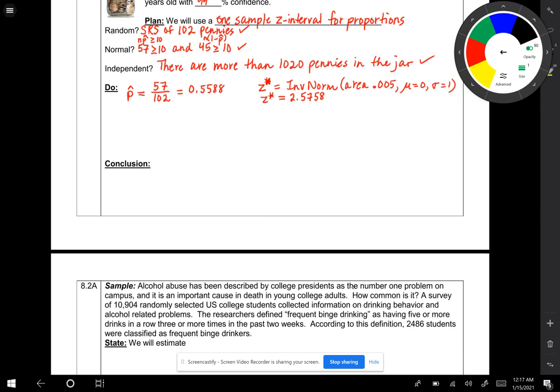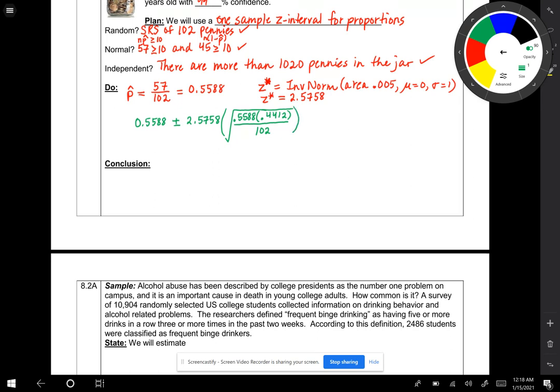So our confidence interval is our P hat plus or minus our Z star, which is 2.5758, times the standard deviation for our sample statistic. So it'd be P hat times 1 minus P hat. So 1 minus 0.5588 is 0.4412 divided by our sample size, all square rooted, of course.